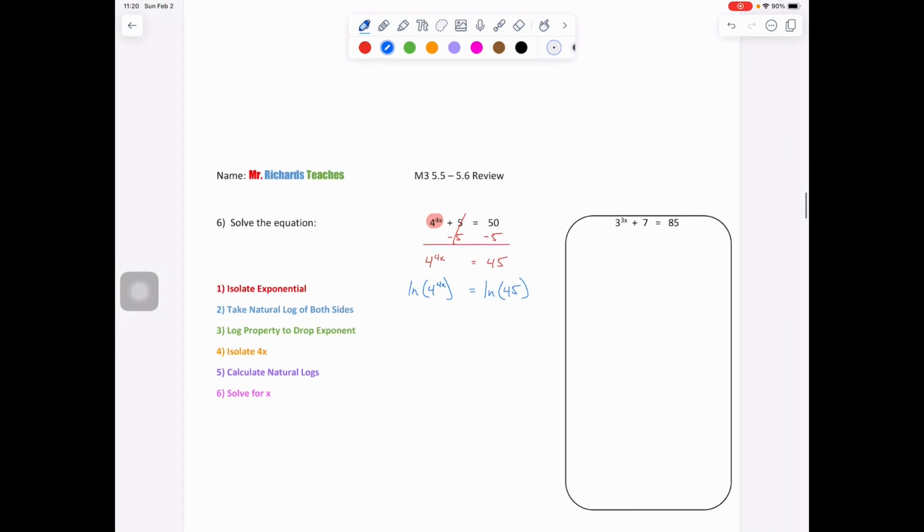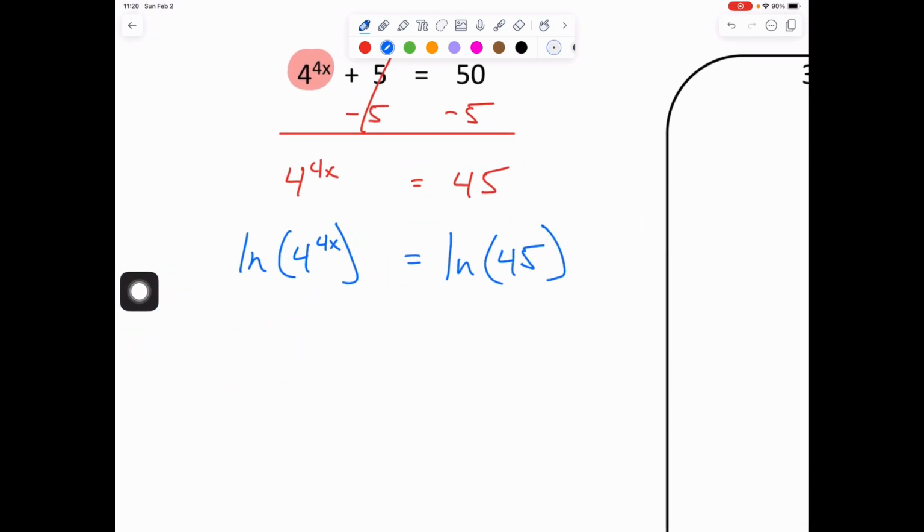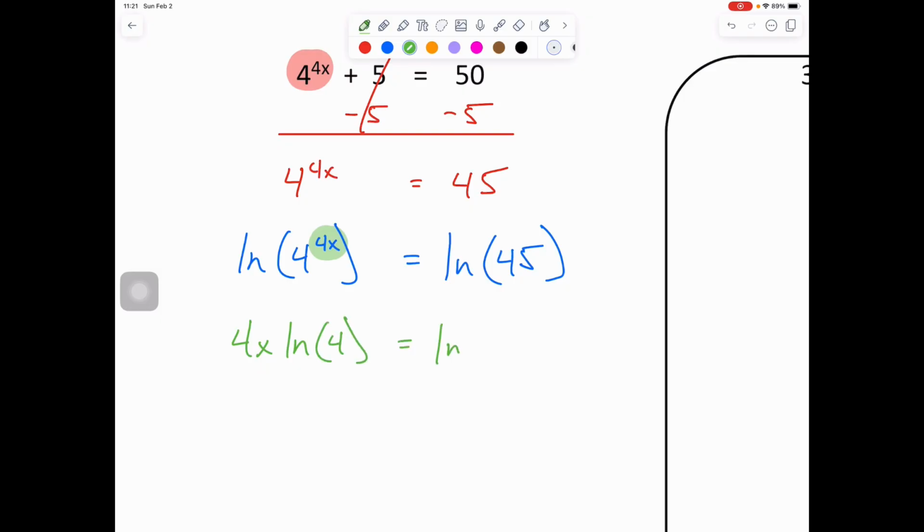Our third step here, we need to use the log property to drop the exponent. So let's go ahead and rewrite this. Look at that. We are going to put that in front of our natural log. So it's going to be 4x. And then from there, we are simply going to rewrite our natural log. Open our parenthesis, put the 4 inside, and set it equal to the natural log of 45. No big deal so far.